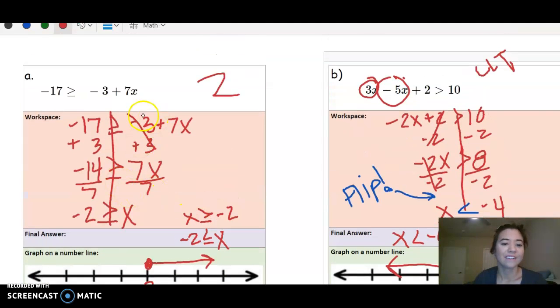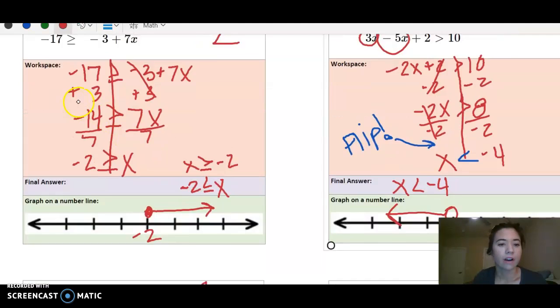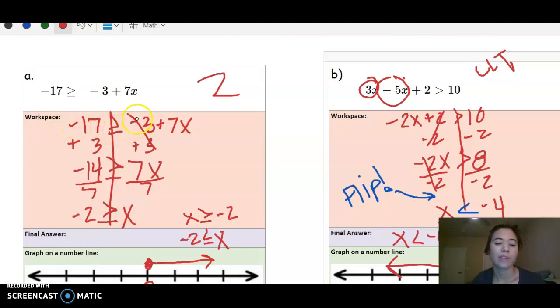All right. Looking at this first one here, I just rewrote it. Then we have negative 3 plus 7x. So again, from your variable, you move the addition or subtraction first, which would be this negative 3. I added 3 to both sides. That gave me negative 14 is greater than or equal to 7x. From here I have 7 times x, so I can divide both sides by 7, and I get negative 2 is greater than or equal to x.